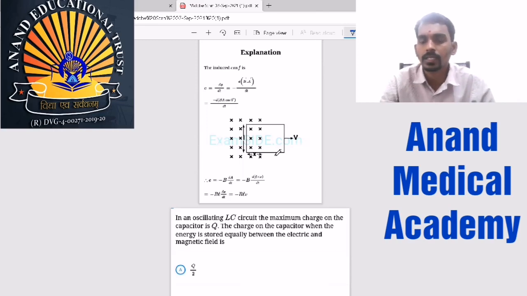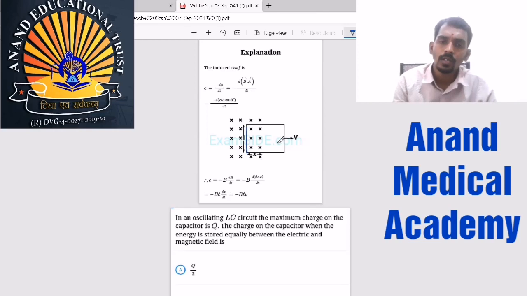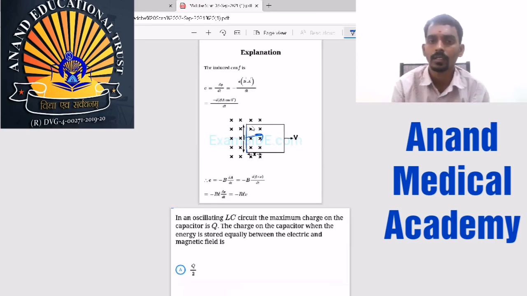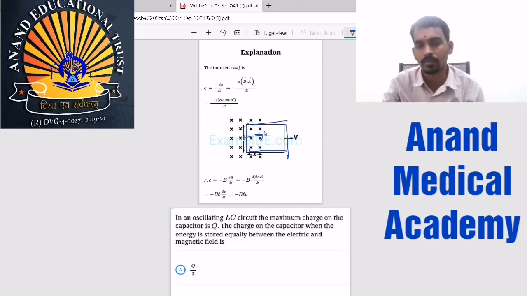But they have given a simple derivation. It's a direct formula because only one length is inside the magnetic field. So the velocity must be perpendicular to length and those two must be perpendicular to the magnetic field. But this is parallel to velocity, so no induced EMF. This is also parallel, but this is outside the field, so no induced EMF.